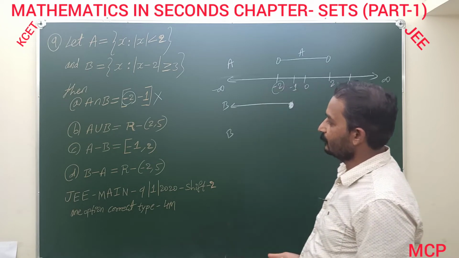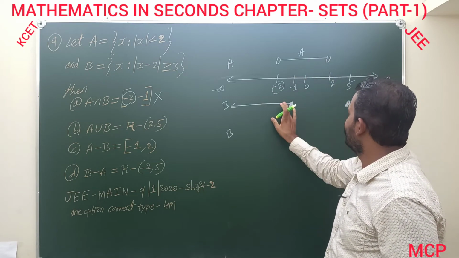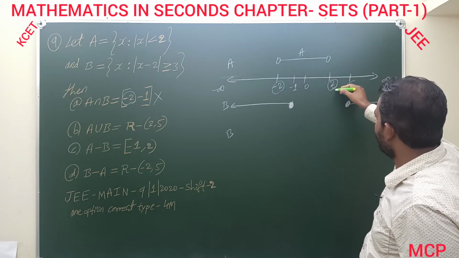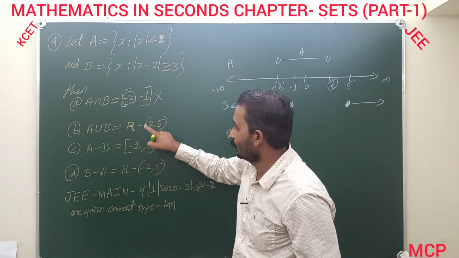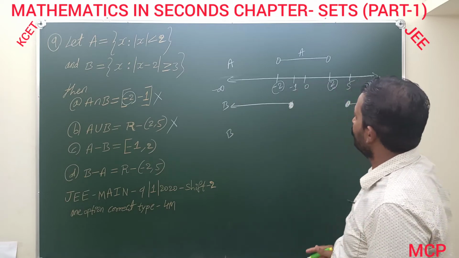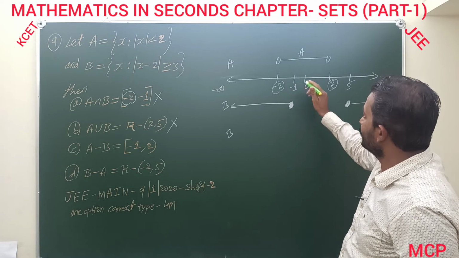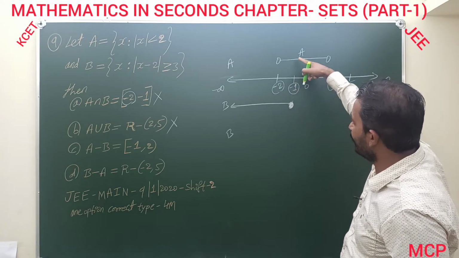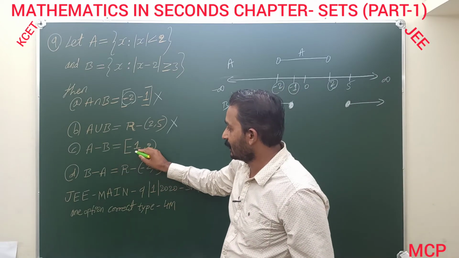Now A union B. In this case, 2 does not belong to A and also does not belong to B, but the option says A union B contains 2, so this is also wrong. Next, A minus B. A minus B means elements that belong to A but do not belong to B. In this case minus 1 belongs to both A and B, so minus 1 does not belong to A minus B.